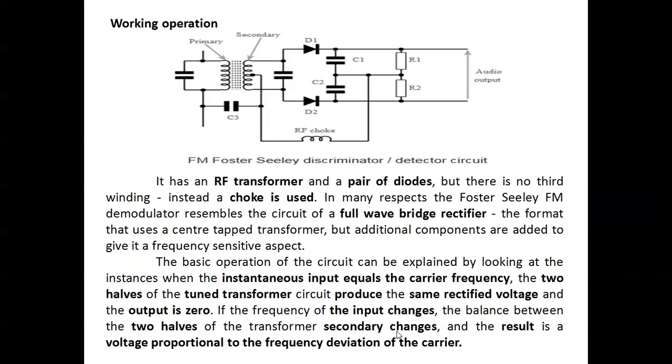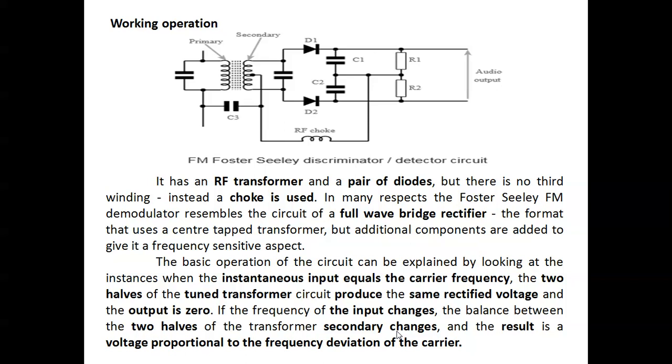The RF choke in this diagram is actually a third winding, but it is not a third transformer. We avoid the transformer and just use an RF choke in the diagram. Finally, in the total circuit, mainly we want the final output to be the original waveform, that means the original nature voice or whatever it may be. The modulated signal is given as input to the Foster-Seeley method, and finally we have to separate the carrier signal and get the original signal.